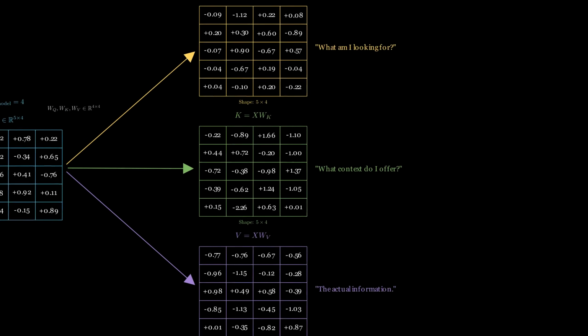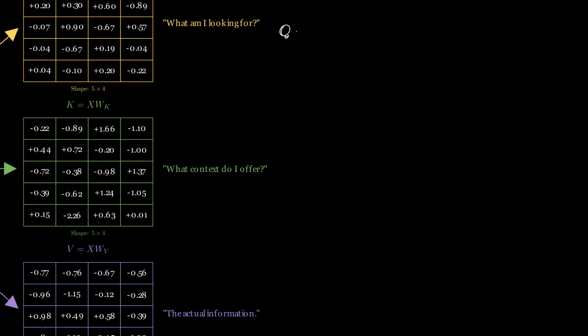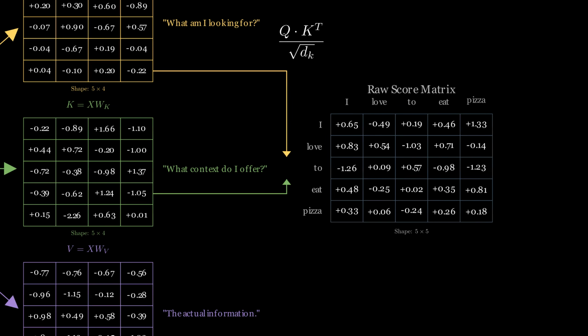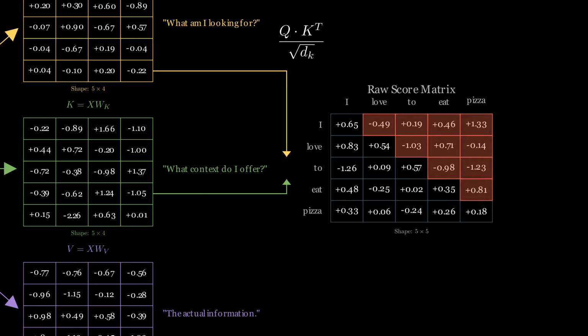To get our scores, we multiply Q by K transpose and divide by root d_k, same formula as before. The result is a 5 by 5 matrix where cell ij tells you how much token i wants to attend to token j. And here's the problem. Look at that upper triangle. Every value above the diagonal is a token attending to the future. Look, eat scores 0.81 against pizza. That word hasn't been generated yet. That's pure lookahead cheating. We have to kill that entire upper triangle.